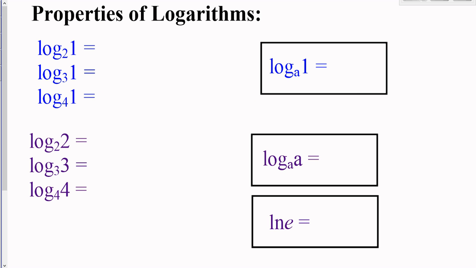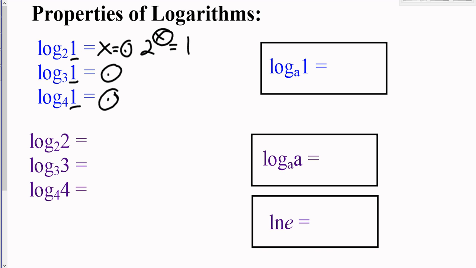With some other properties here, we should understand that when the log is equal to x, this is saying that 2 to the x is equal to 1. Well, anytime we have a power being equal to 1, this power needs to be equal to 0. So no matter what that base is, 2, 3, 4, when the argument is 1, then we know the log is going to be equal to 0.